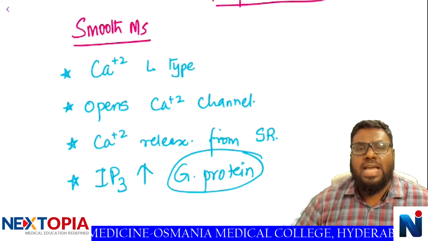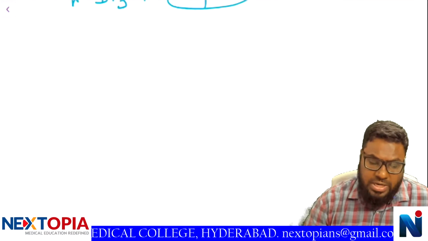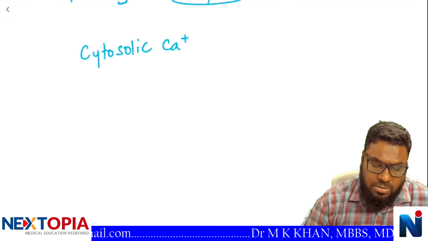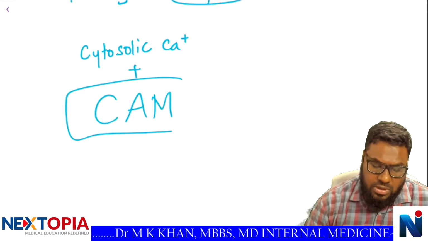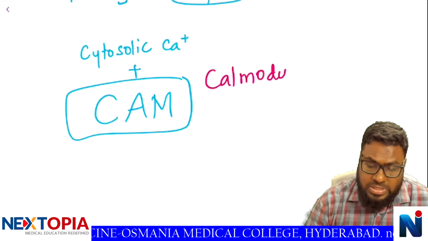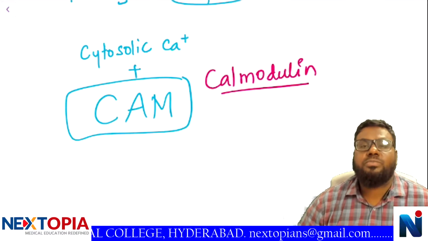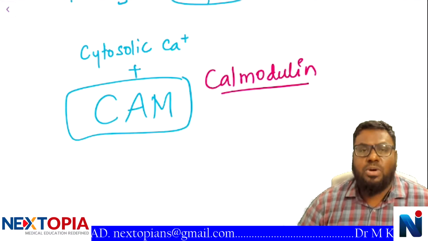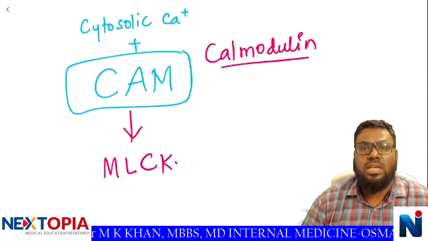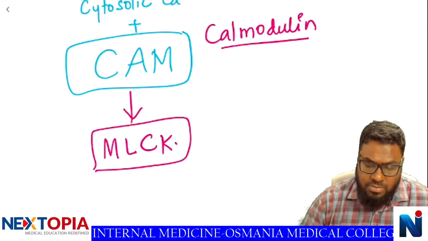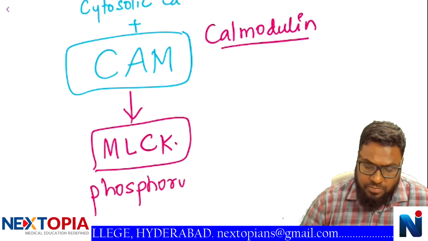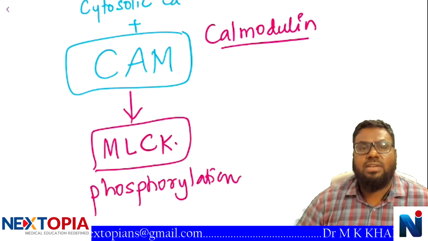So the cytosolic calcium binds to an important protein called CAM protein, or calmodulin. Its name is calmodulin. We are talking about smooth muscle, not skeletal muscle now. This calcium calmodulin complex activates the myosin light chain kinase. This myosin light chain kinase is an enzyme which phosphorylates the myosin light chain. So it has a phosphorylation activity.